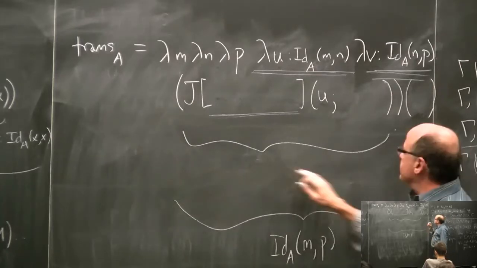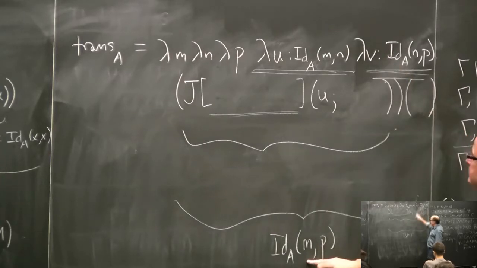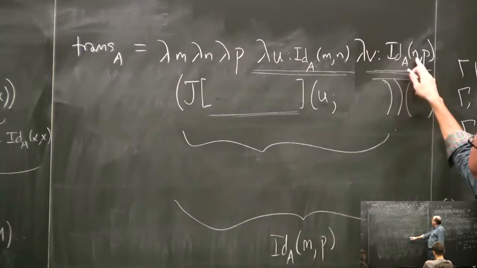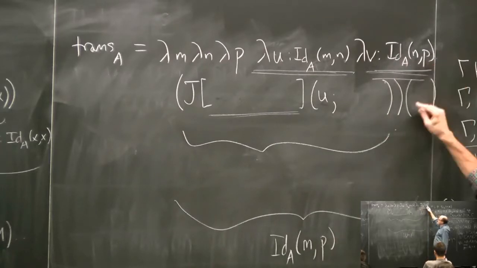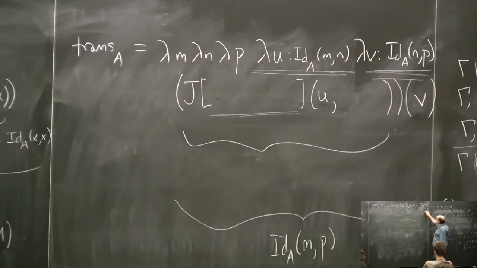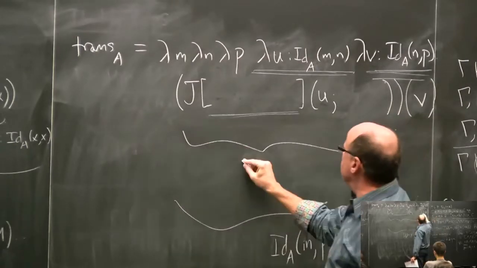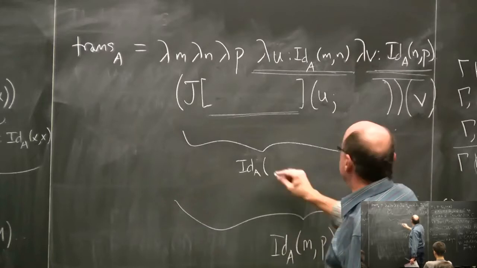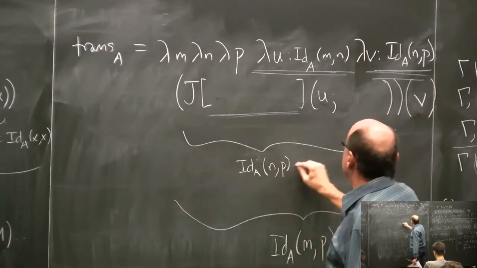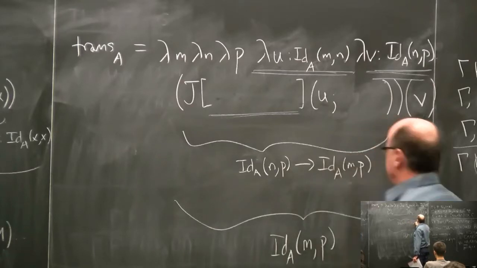So the idea is that I need to get out something here that lets me use V to bridge to M and P. So how can I use V? Well, V is an id A, N, and P. And the way I'm going to use it is I'm going to compute a function by induction. That function, this is the brace part, is going to have type id A, N P arrow id A M P.